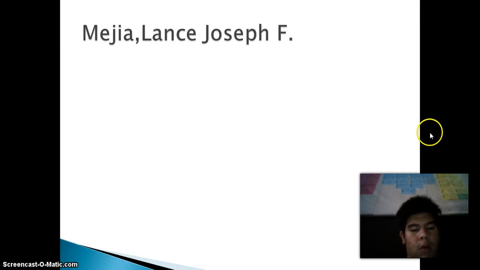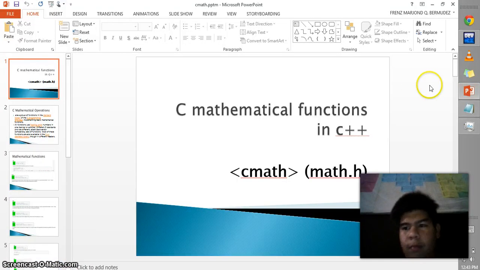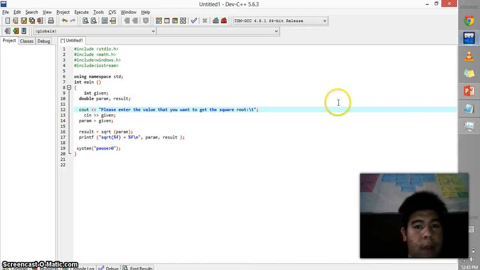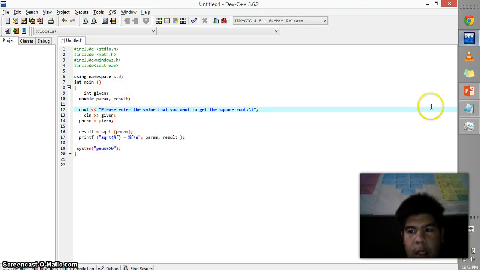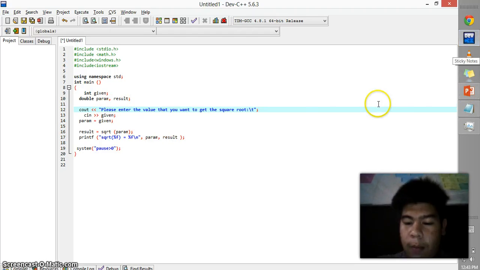An example of this is this one. It's all about the square root. This is the parameter and there will be a result. Save the given code, and this is the executable file.